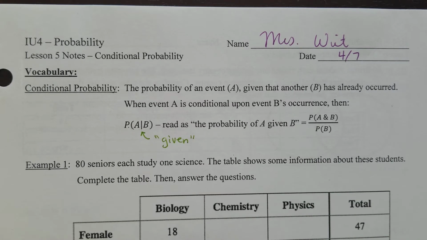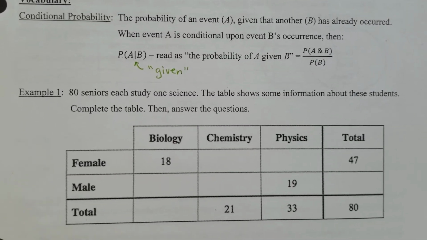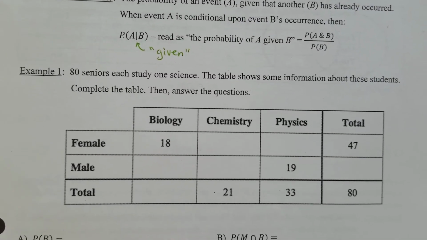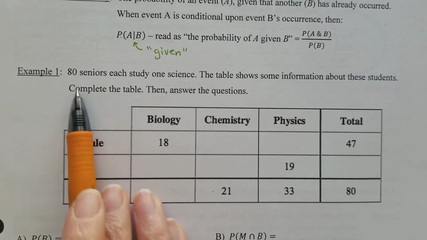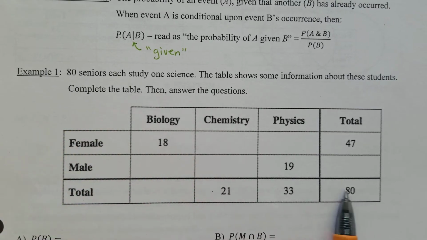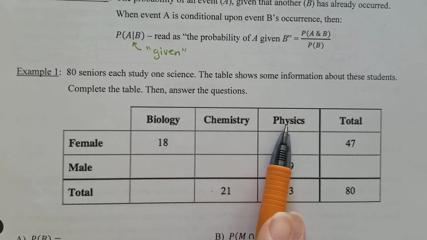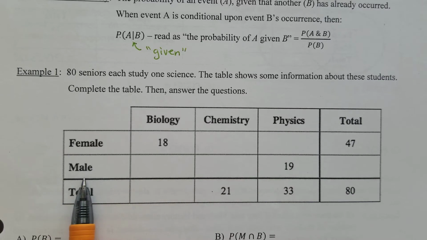So take a look at example 1. We have a two-way frequency table. The very first thing we're going to do is fill this in. So we have 80 seniors total. You'll see that number down here in that total spot. And it's showing us information about those students. Looks like we're looking at what science class they might be taking and their gender. And so we're going to fill in the missing pieces.